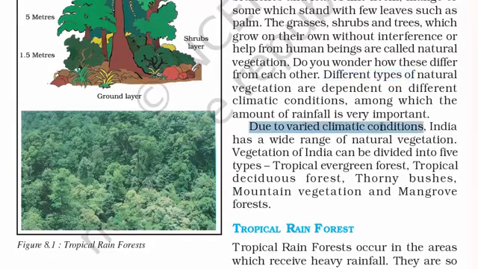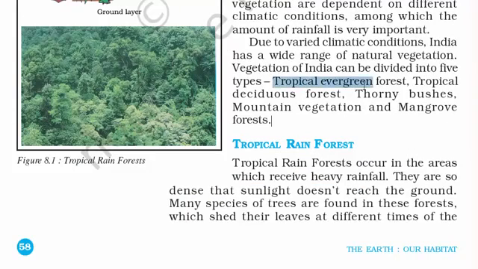Due to varied climatic conditions, India has a wide range of natural vegetation. Vegetation of India can be divided into 5 types. So this is very important. Make a note of this. Tropical evergreen forest, tropical deciduous forest, thorny bushes, mountain vegetation, and mangrove forests. If we understand these 5 terms, we can easily answer a lot of MCQ questions during exams, because these are the basics of vegetation, and there will be plenty of questions based on biodiversity. If we understand these 5 topics well, we can nail them.